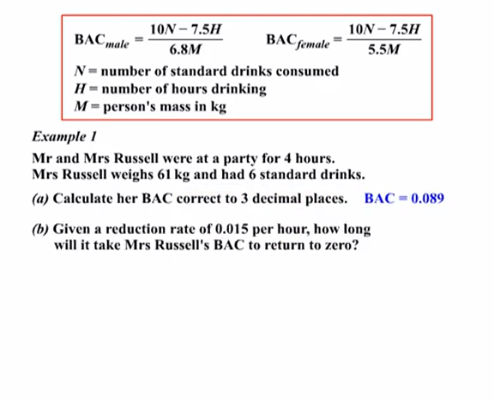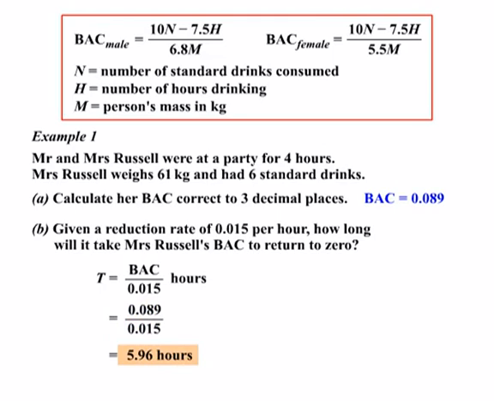0.089. We're told, given a reduction rate of 0.015 per hour, how long will it take Mrs. Russell's BAC to return to zero? So to work out the amount of time here, we're going to get her blood alcohol concentration and put it over this reduction rate of 0.015. Now, of course, that's a rate per hour. Our unit will be in hours as well. So our BAC then, we just worked that out, 0.089, and that's over 0.015. So let's do that division, 0.089 over 0.015, and we get 5.96 hours.